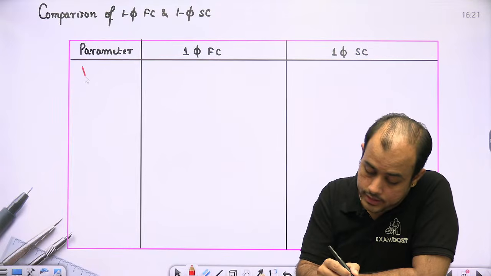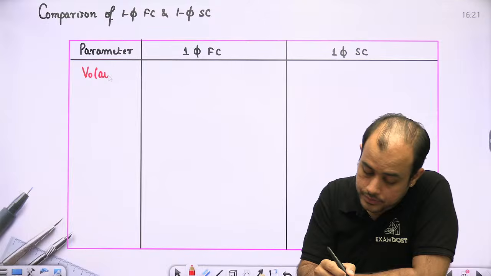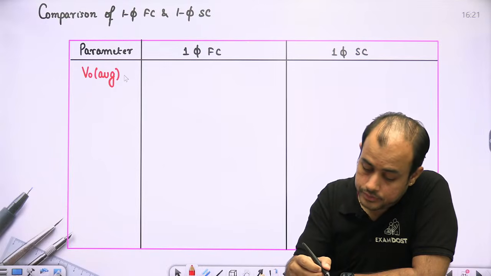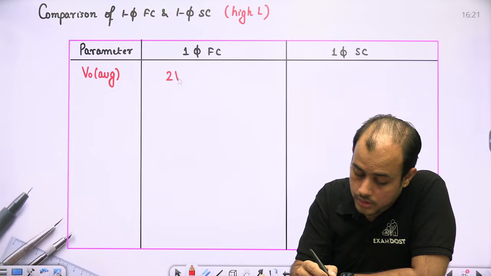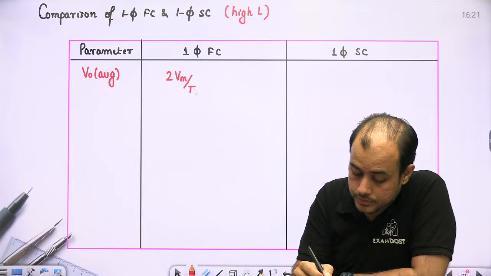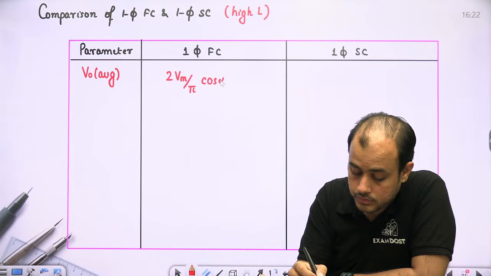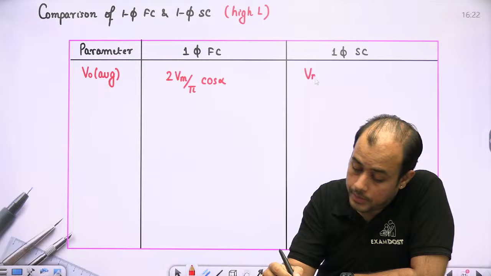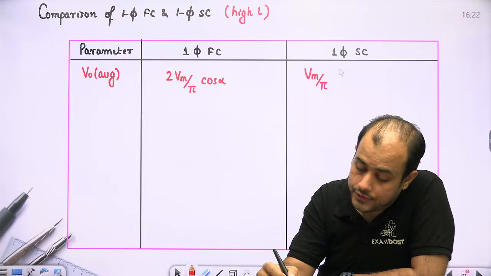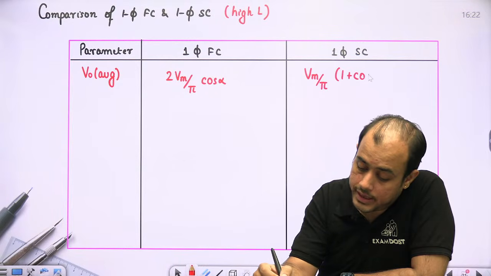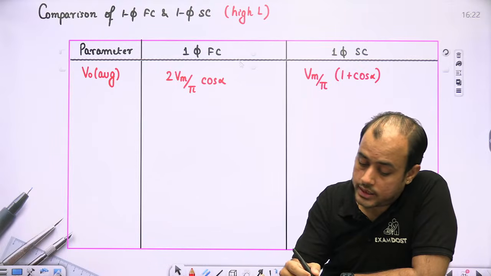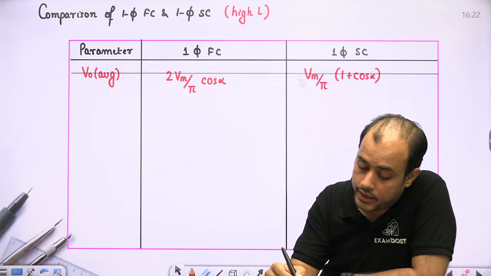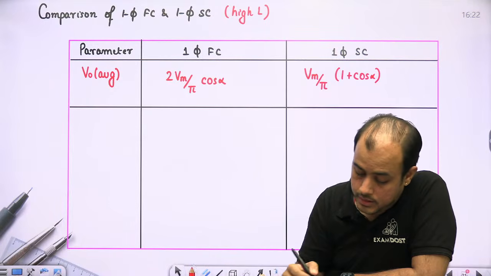देखो फर्स्ट थिंग, now make the V0 half, replace cos alpha by 1 plus cos alpha. V0 को आधा करके cos alpha की जगह 1 plus cos alpha कर दो.